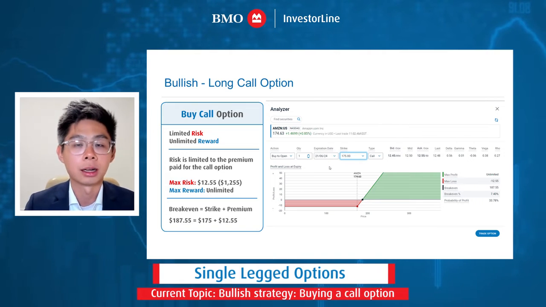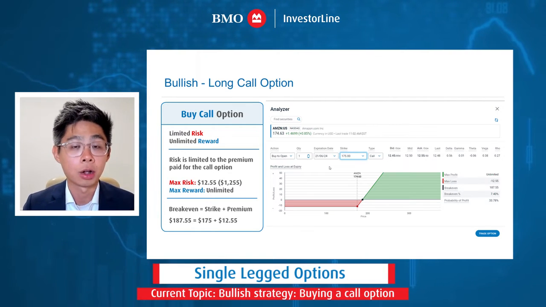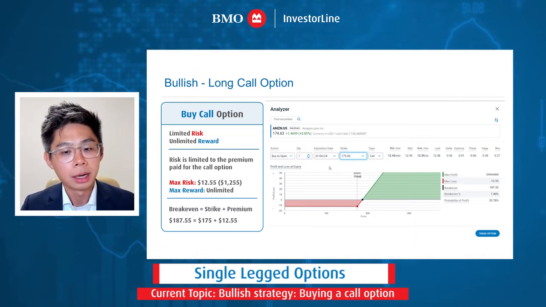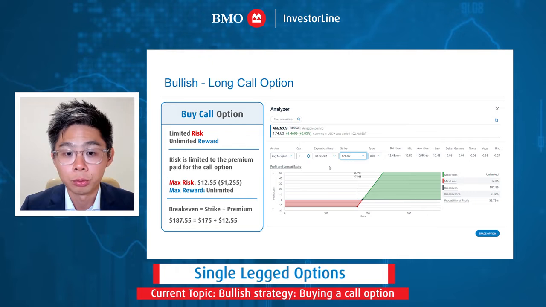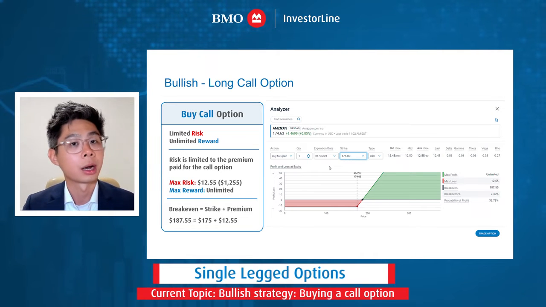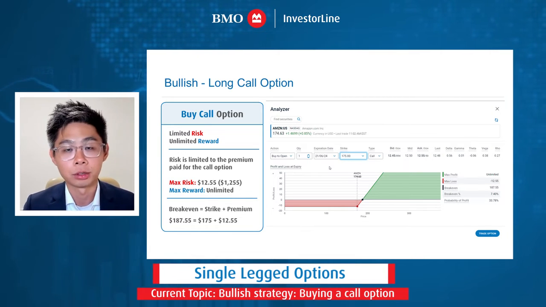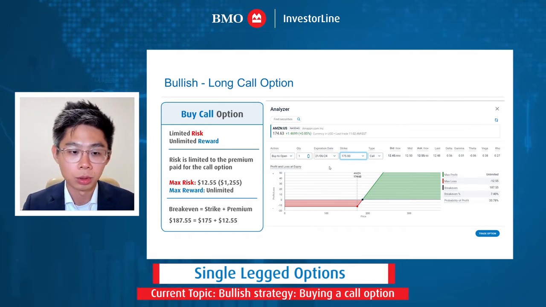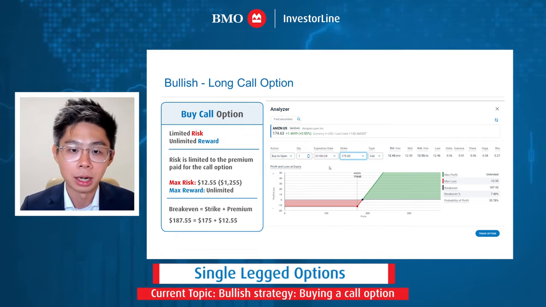Let's look at the first option strategy. We're going to look at a call option, and we're going to be looking at buying a call option. So like I said, the best way to always learn is to go through a real example. So what we're going to do is compare the two types of bullish strategies. We're going to compare a long call to a short put. So let's start with the long call here, and we're going to use Amazon as an example.